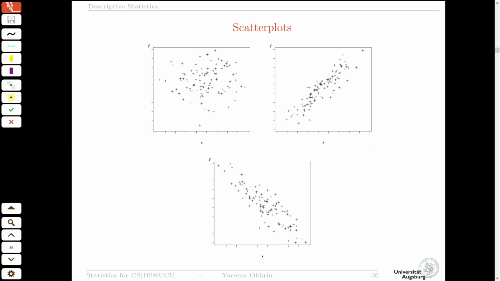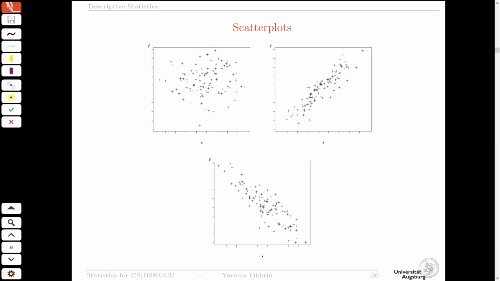Here, we clearly see there is some relationship. If x is large, then y tends to be large as well. If x is small, then y tends to be small too. So there is a clear connection between the values for x and the values for y.